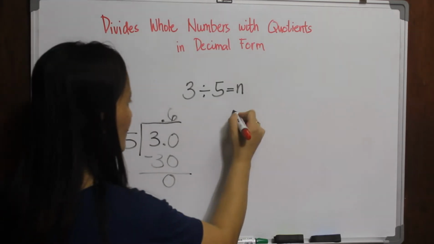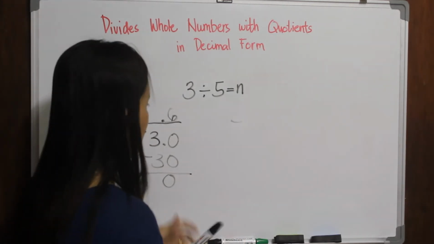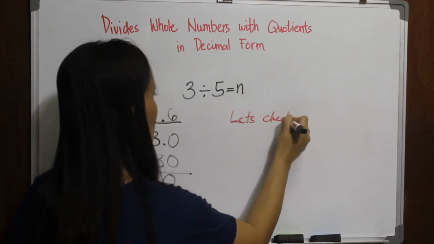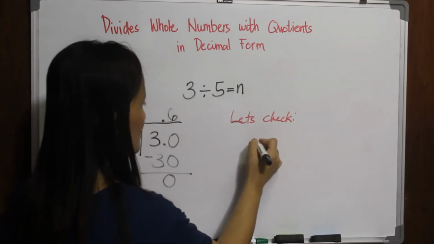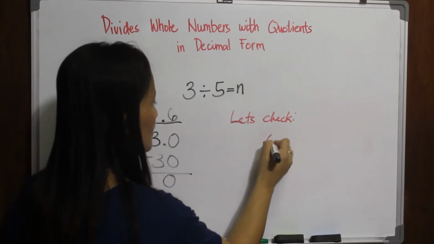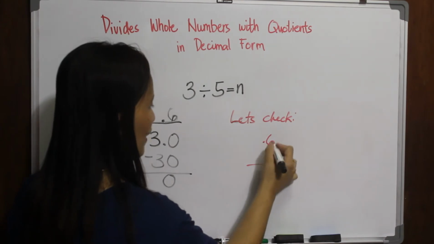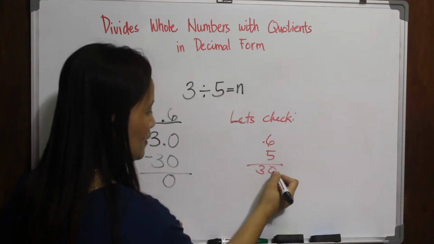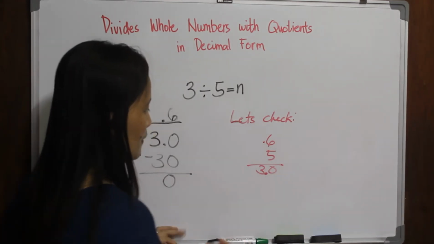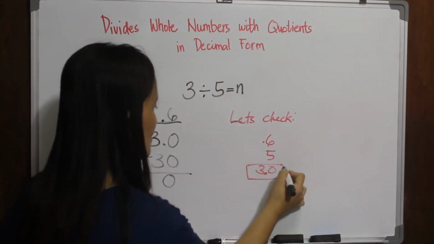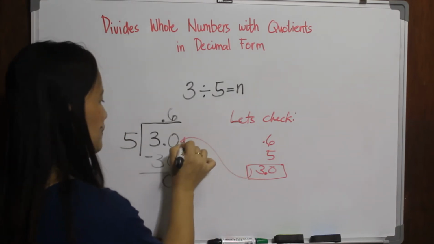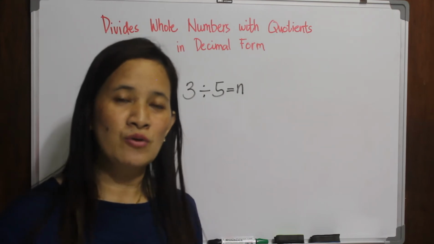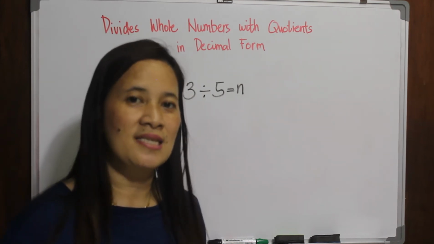So, let's check. To check if our answer is correct, 0.6 times 5. So, 5 times 6, that is 30. So, decimal, 1, 2, decimal, 1, 2, decimal. Okay, so the answer is correct. So when we divide, we got a quotient of 0.6.